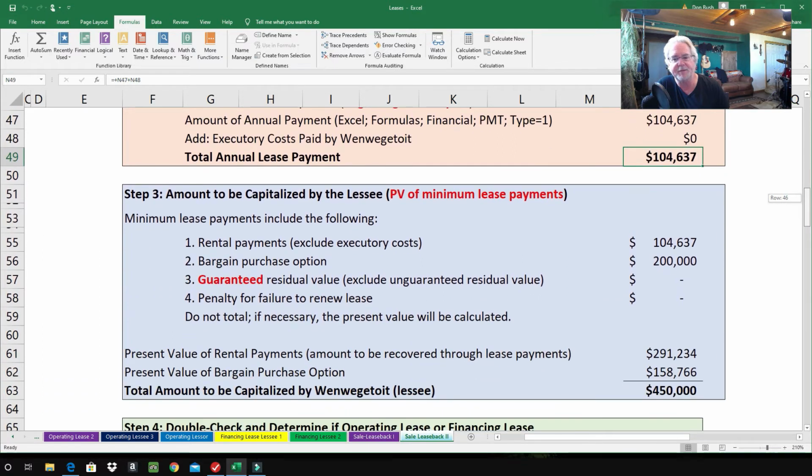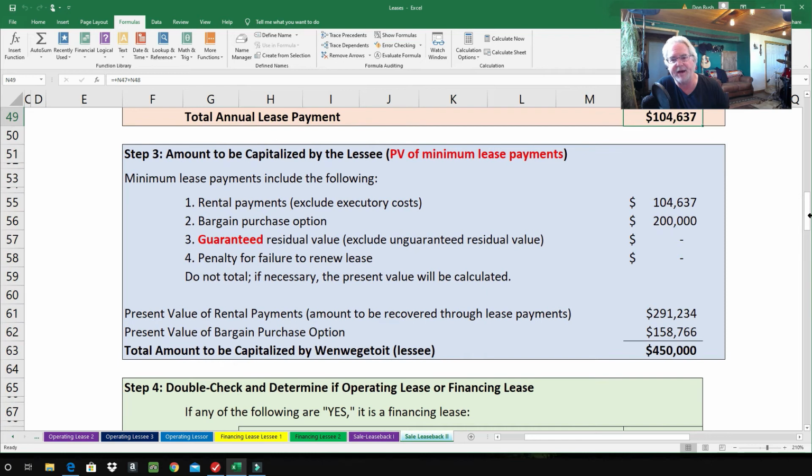So the amount to be capitalized. Here we have 4 items that we have to consider. This is a very important step here, folks. This tells us how much the lease will be capitalized at, the capitalization amount. So here are the 4 things. Rental payments, well, $104,637. We found that right up above, $104,637.